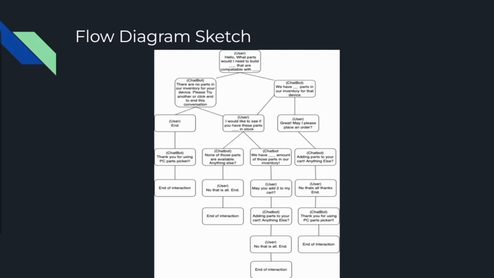and the user could either say, "No, that is an end to the interaction," or, "Can you please add this amount of parts to my cart?" And adding those parts to the cart would be part of the chatbot's job, or it would automatically add them to the cart. And the chatbot would ask if the user needed anything else, which then the user would say no, and that would also end the interaction.